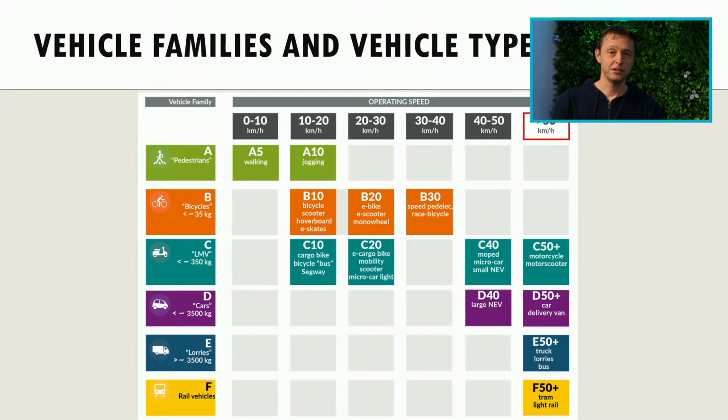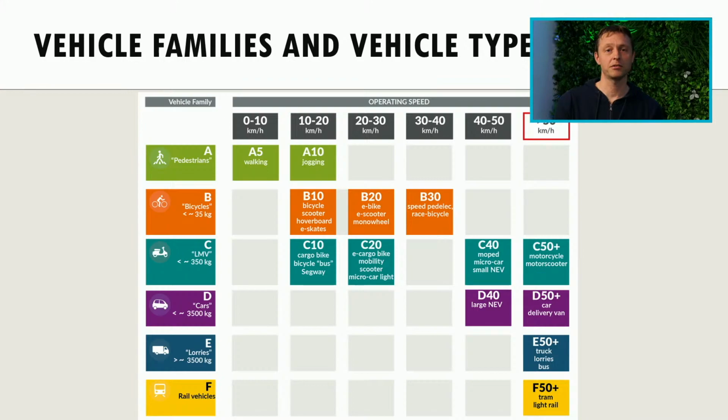Another thing we have shown and talked about a lot is this diagram about the vehicle families and vehicle types. So just a brief recap. You can see 7 rows with colors. Those are our vehicle families. We classified our vehicles firstly based on mass, and secondly based on achievable speed or operating speed. That's the speed a vehicle can achieve without tampering with it.